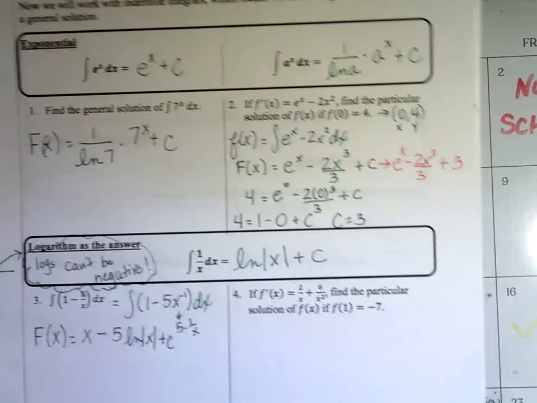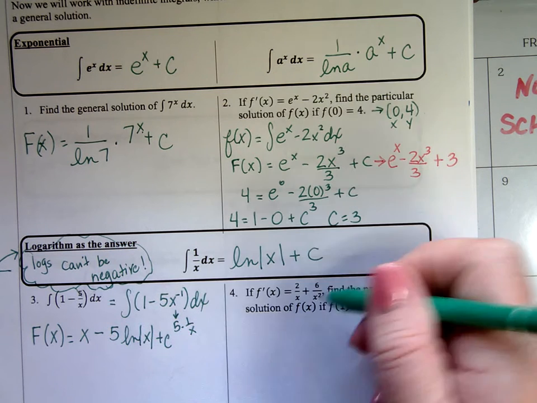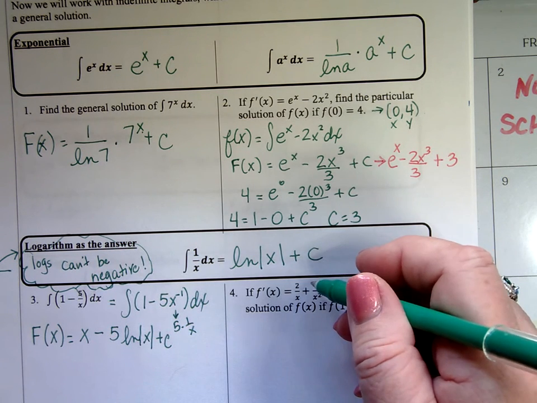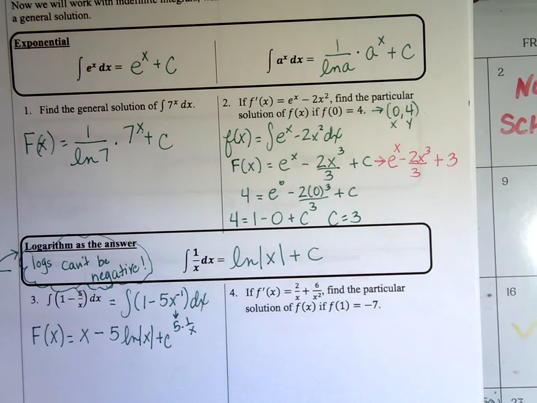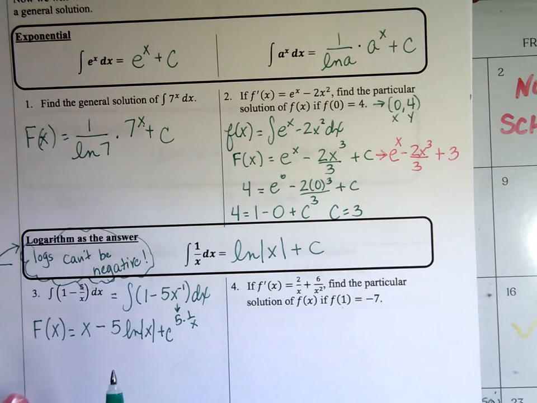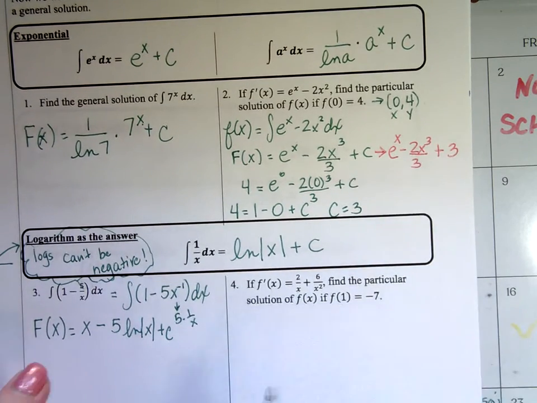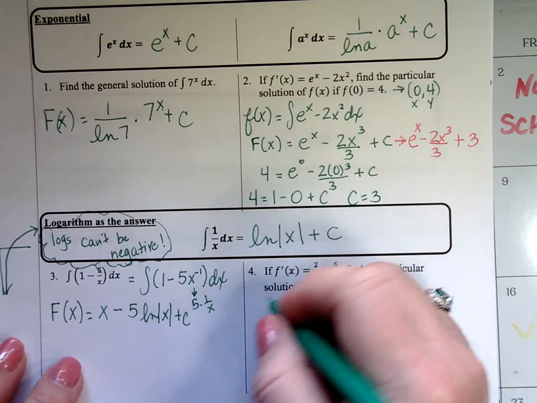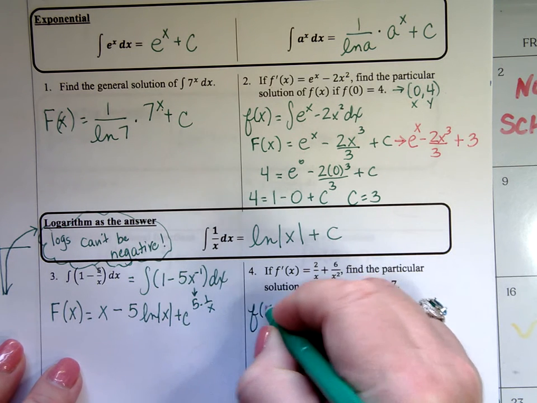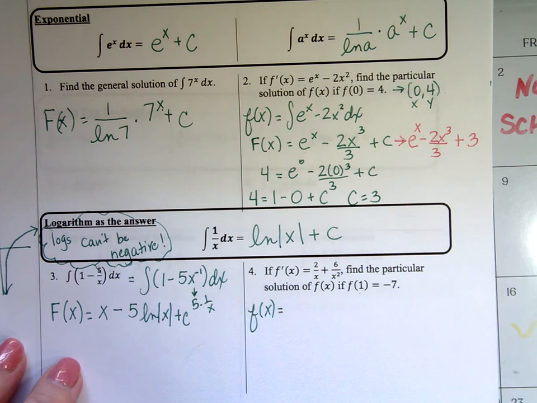Number 4 does. And so what I want to do is figure out what the original function was, and then plug in the fact that x is 1 and y is -7, and that's going to let me figure out what c is, so I can find the exact solution for this one. All right, so I'm trying to find f of x, and f of x is the same thing as capital F of x in this case because they gave me the derivative and I'm going backwards.